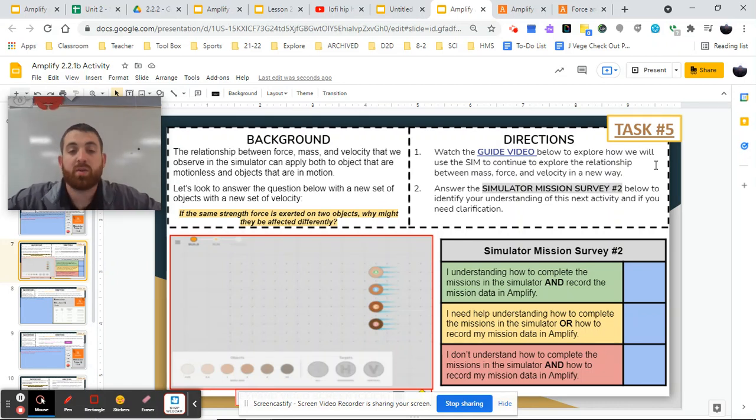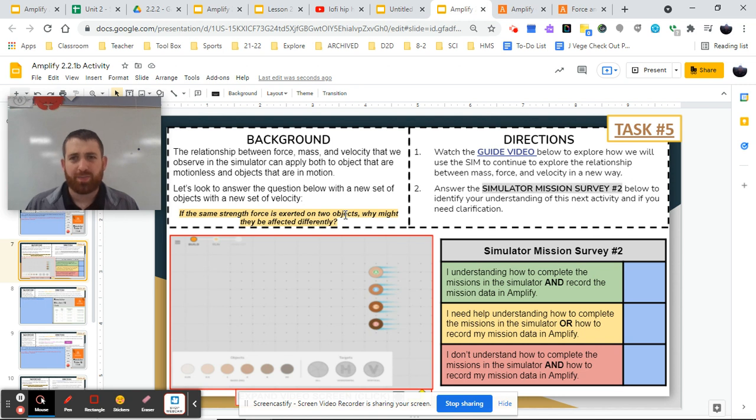And hopefully, our first simulation helped us to really begin to understand this relationship when it comes to different objects, their different masses, their velocity, and the force that we apply. As we look to again answer this question, if the same strength force is exerted on two objects, why might they be affected differently? Up to now, we've looked in our experiment and in our very first simulator mission at objects that weren't in motion and how forces affected their differences in mass.